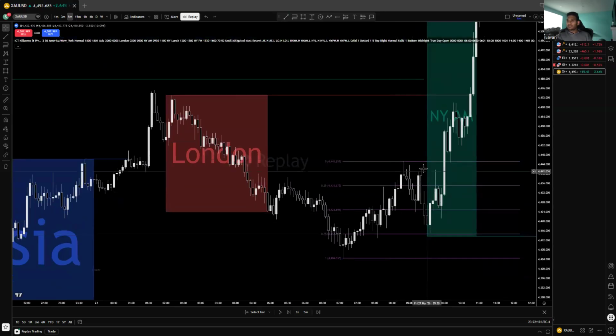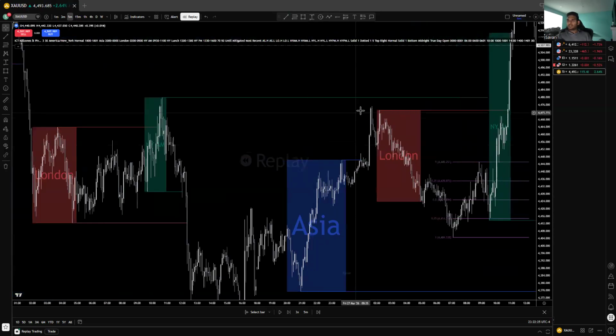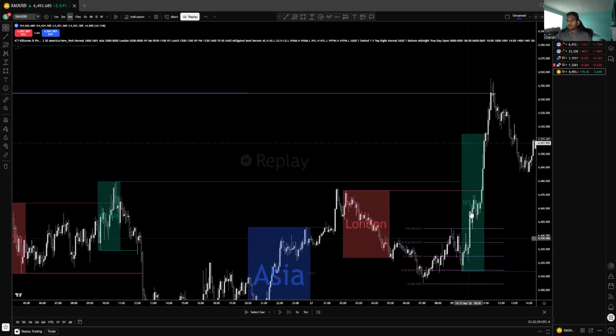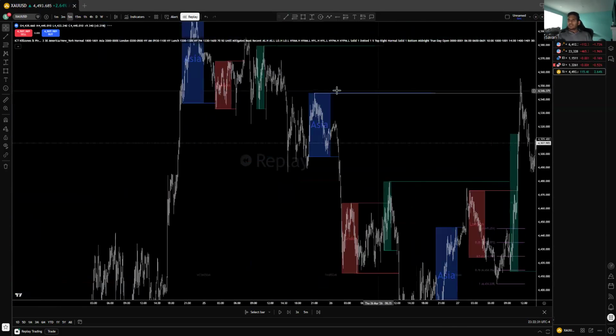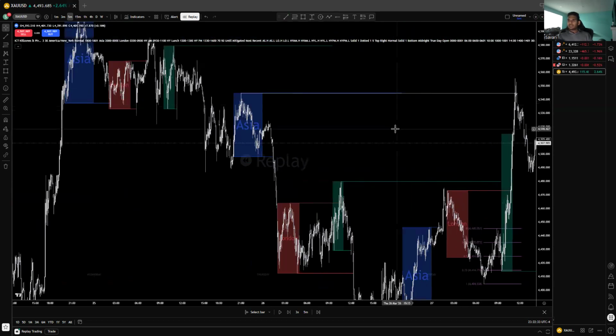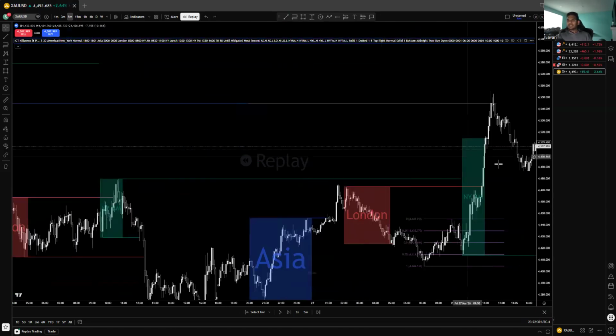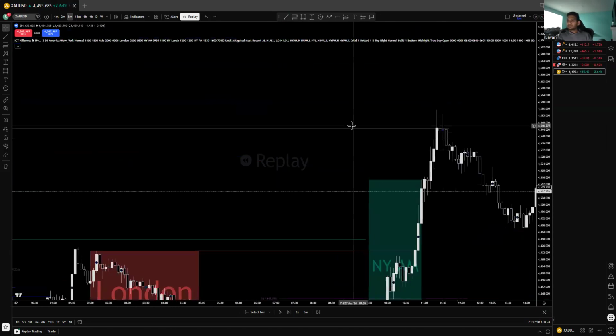As soon as the New York session opens, as soon as it taps the 75 DRT, it starts to displace higher towards the opposite liquidity, which is this, and it's a strong push all the way up to this high. So as soon as this Asia high has been taken, like this London high, this New York AM, and this Asia high, as soon as everything has been taken, what happens?